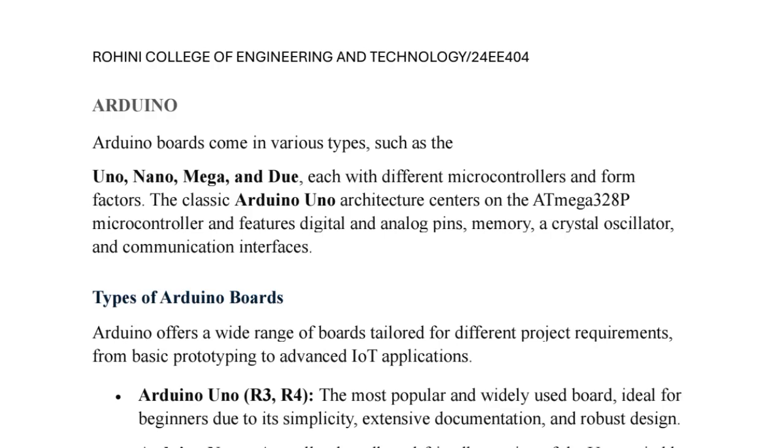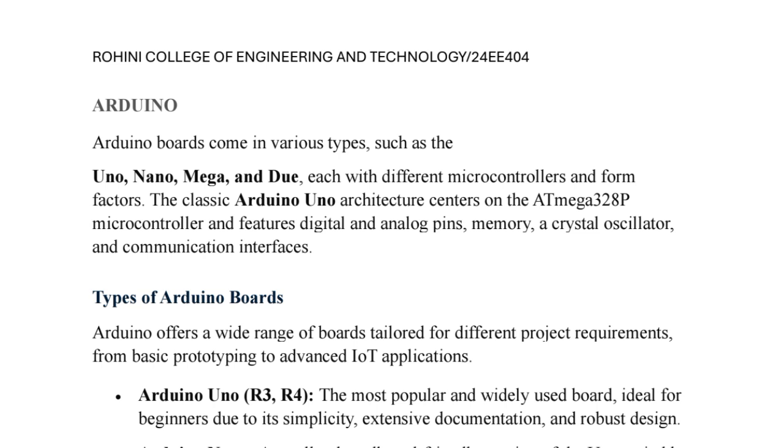Dear students, now we are going to discuss in detail about Arduino boards. The Arduino board comes in various types like Nano, Mega and Due. So these are the types we can classify as different microcontrollers. Arduino boards come in various types. The Arduino is nothing but a microcontroller. So we have various types: Nano, Mega and Due.